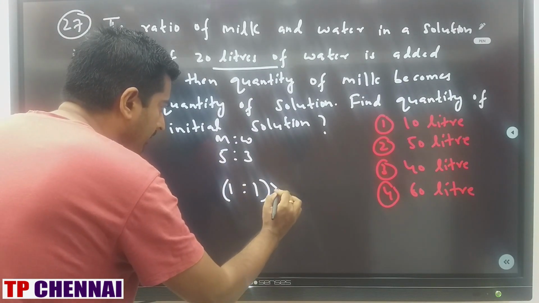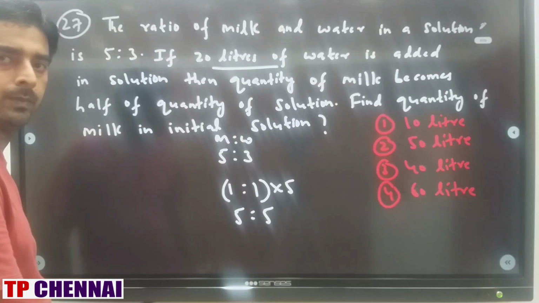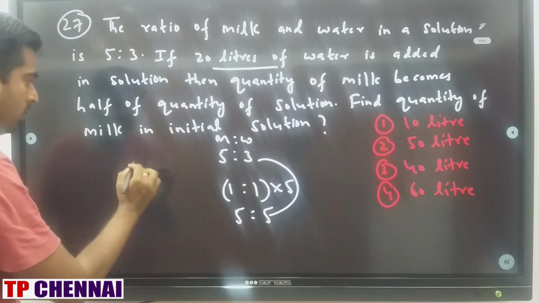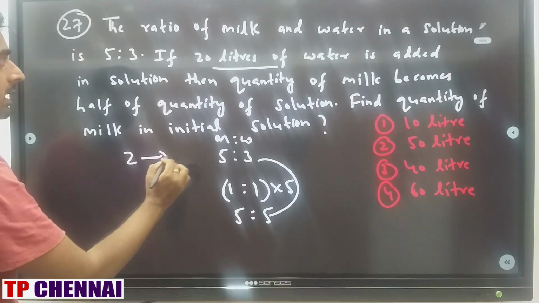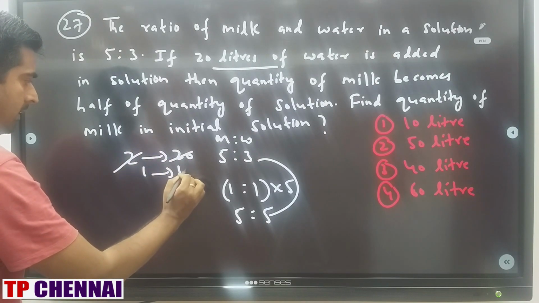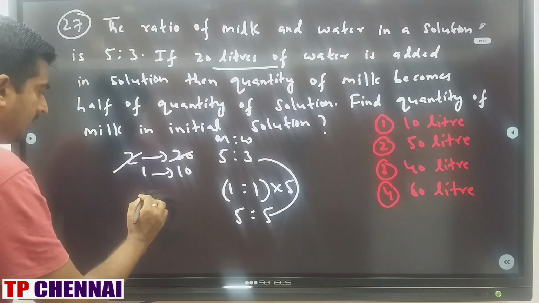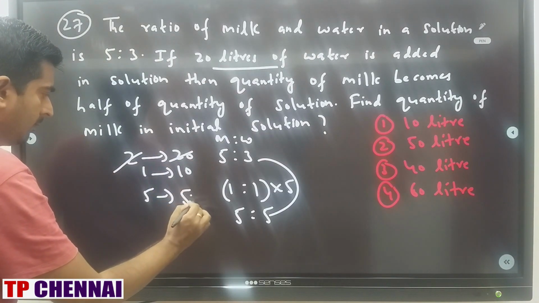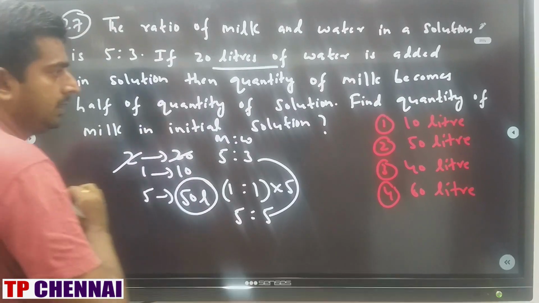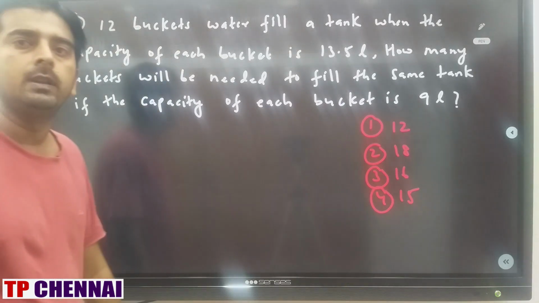Make it same. So this is 5:5. How much water we have added? 2. So 2 part, how much they have added? 20. 1 part is 10. Now what they are asking? Find the quantity of milk in the initial solution. So 5 part is how much? 50 liter, which is second option. So I hope you are clear with 27th one.